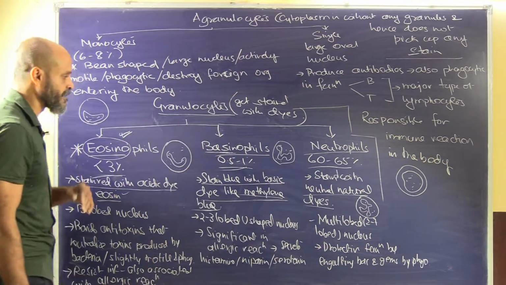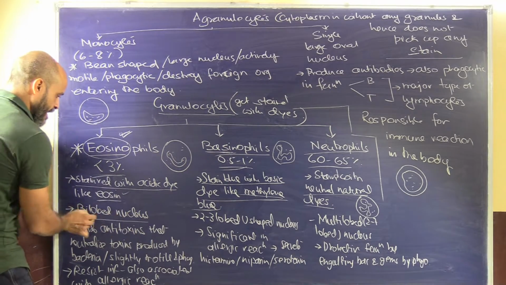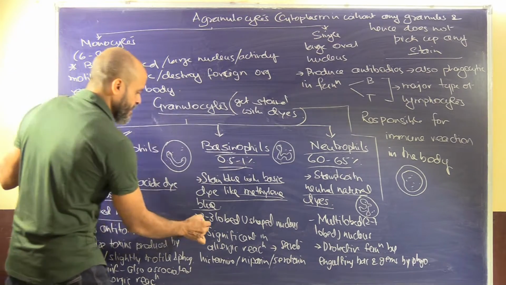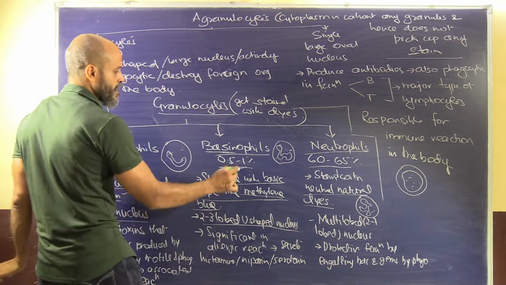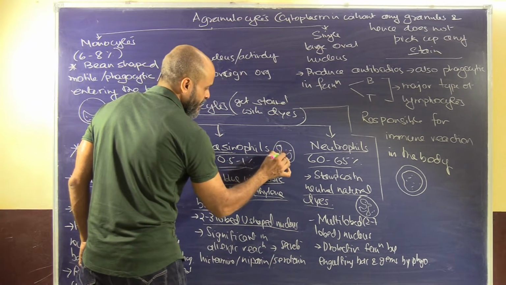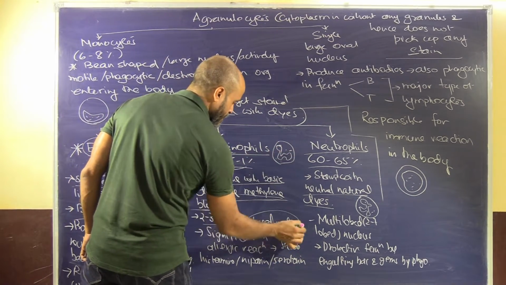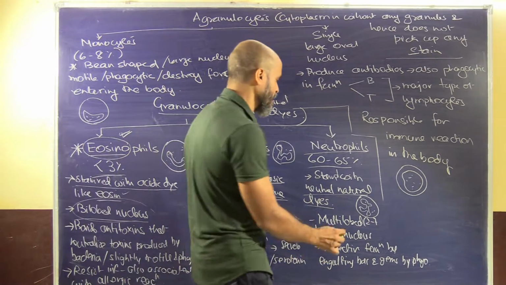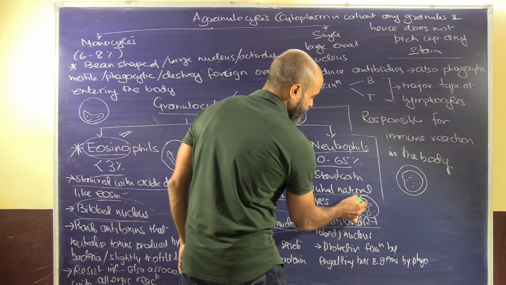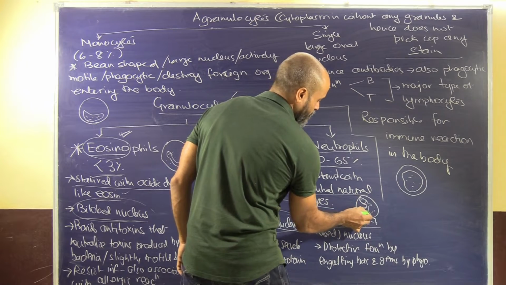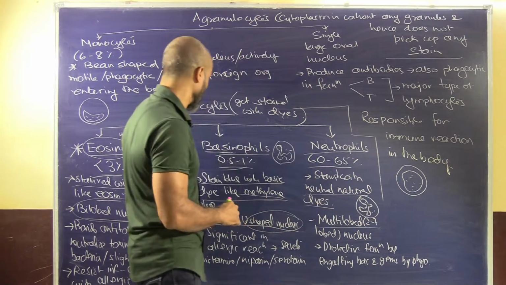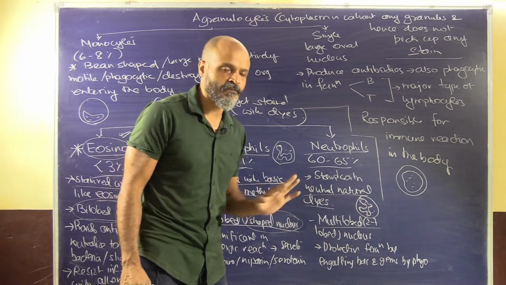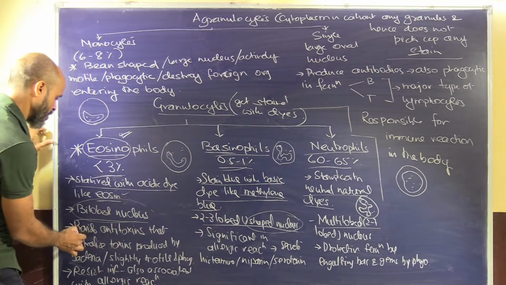We have different diagrams to represent it. Now this has a bilobed nucleus, 2 to 3 U-shaped lobes. This is basically a bilobed nucleus, and this is a multi-lobed nucleus, so you can see that the nucleus here has multiple lobes.